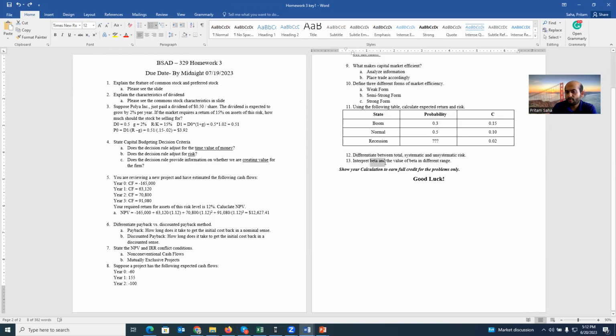Interpret the beta. What is beta? Beta is a proxy for systematic risk, and it tells you how risky your asset is as compared to the market. Beta of 0 means no systematic risk. Beta less than 1 means less systematic risk than the market, equal to 1 means equal systematic risk of the market, more than 1 means more systematic risk than the market. That's it. So that's all.